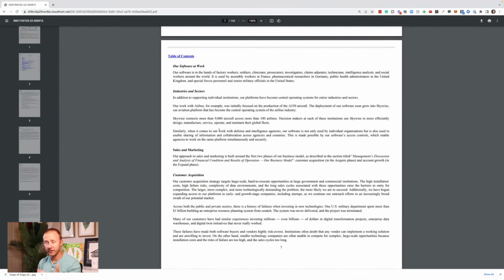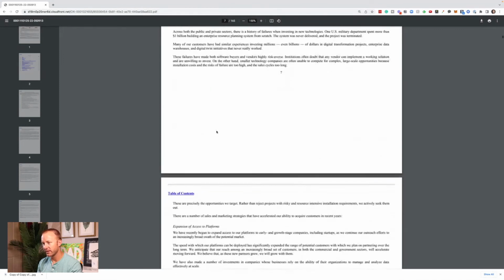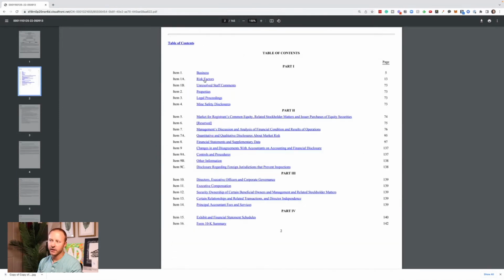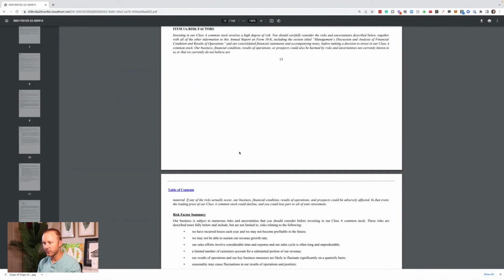This isn't a deep dive on Palantir. I can do another one on it. I'm more just covering the 10K and what to look for in the 10K. So we're going to skip through some of this stuff. Okay, that covered the business a little bit. Let's jump into the risk factors.